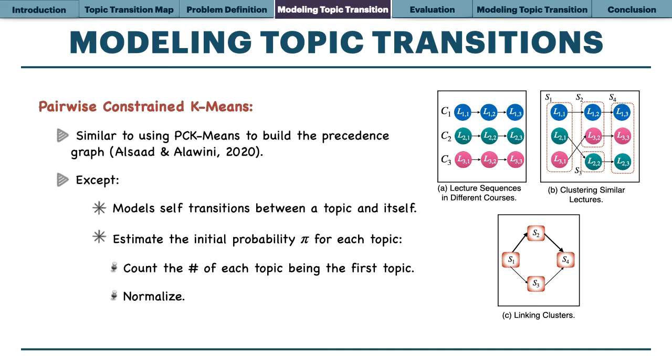There are also some variations that we incorporate in this work. The first thing is that we model the self-transition between a topic and itself, and we calculate the initial probability of each topic by counting how many times each topic is the first topic in the courses, and then do the normalization.